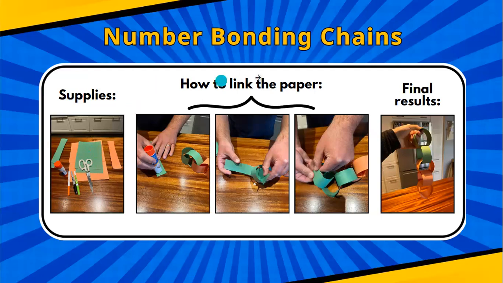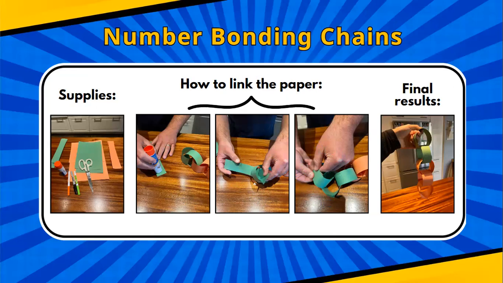But anyways, so how to link the paper. You're going to put a little bit of glue on the end of one strip, and then you're going to put it together just like this, fold it over to make a circle. And then in order to make the links, you're going to do the same thing. So get another strip of paper, and put glue on one side. But before you close it to make the circle, you're actually going to put it through the circle you just made. And then you're going to go ahead and close it. And that is how you make the links.